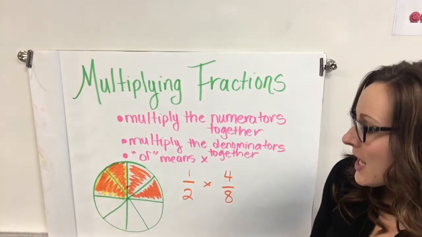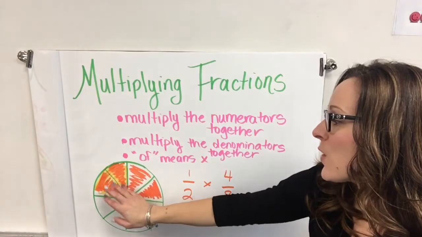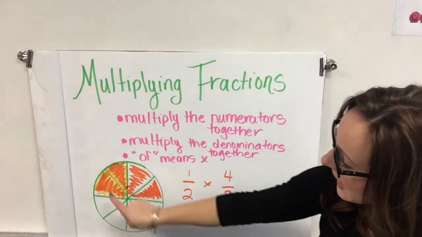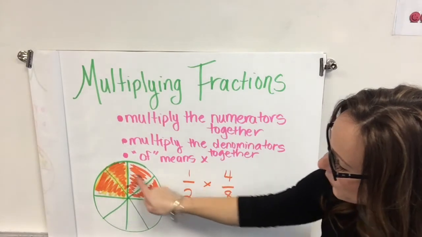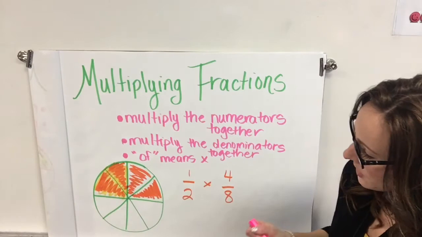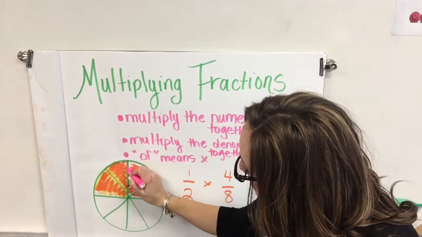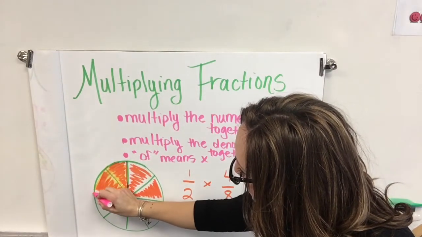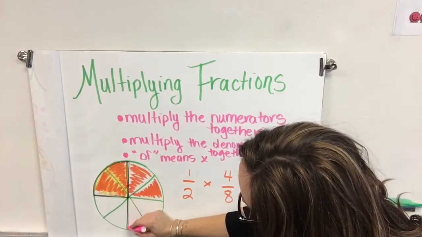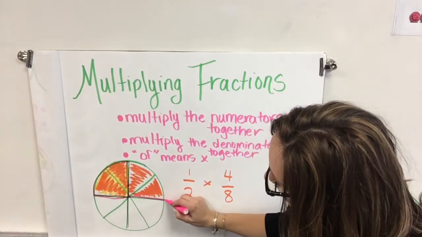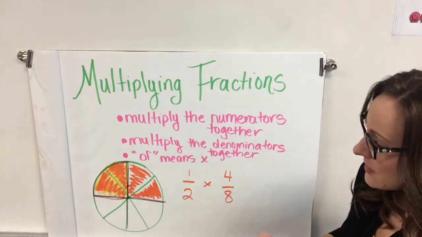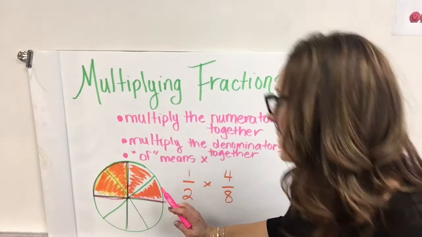But let's say out of those 4/8, I only ate half of what was on my plate. So I ate half of my 4/8. Well, you can see the quantity here, and if we did this, I think you could easily see that this is 1/4 of the whole pizza. But let's do the math and see if we come up with 1/4.